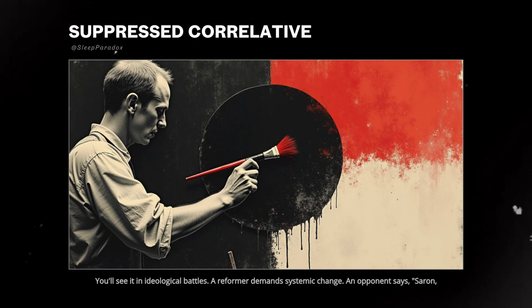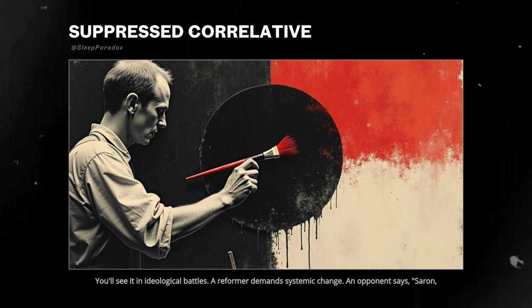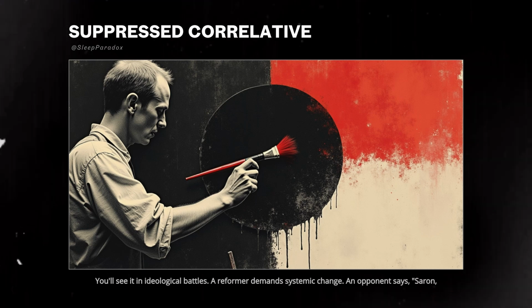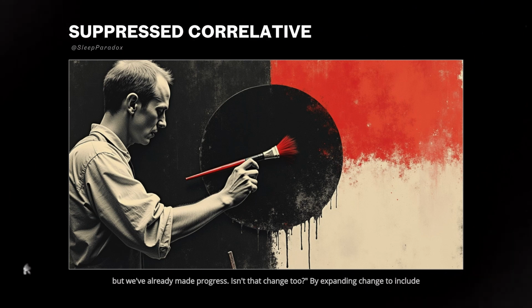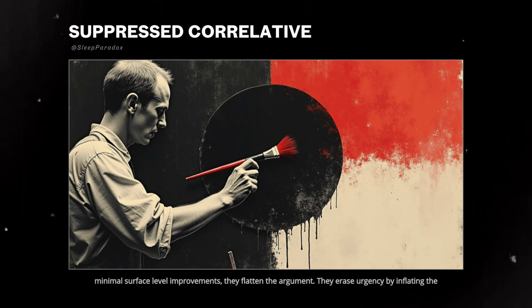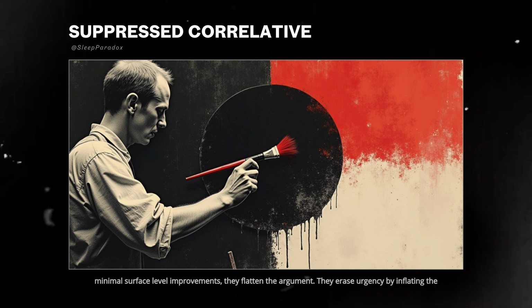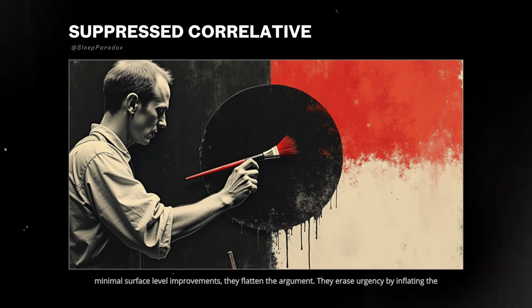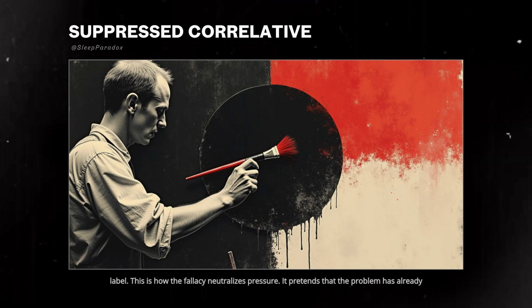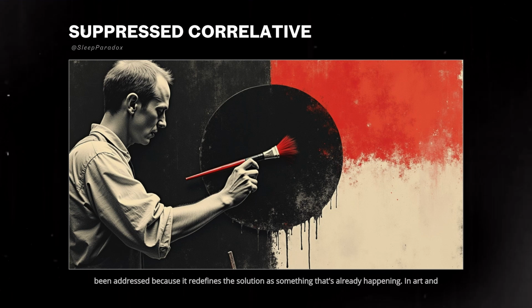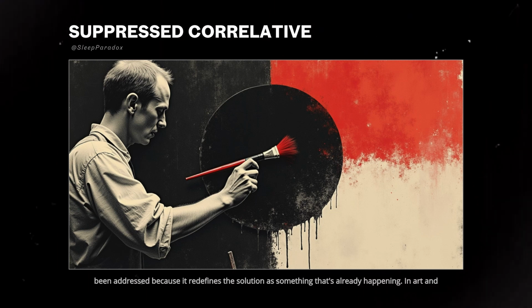You'll see it in ideological battles. A reformer demands systemic change. An opponent says, but we've already made progress. Isn't that change too? By expanding change to include minimal surface-level improvements, they flatten the argument. They erase urgency by inflating the label. This is how the fallacy neutralizes pressure. It pretends that the problem has already been addressed, because it redefines the solution as something that's already happening.